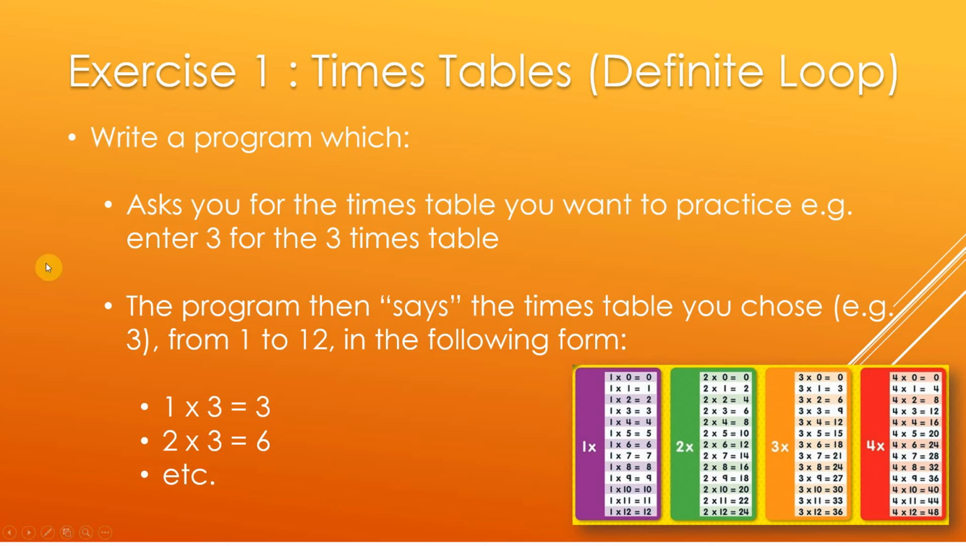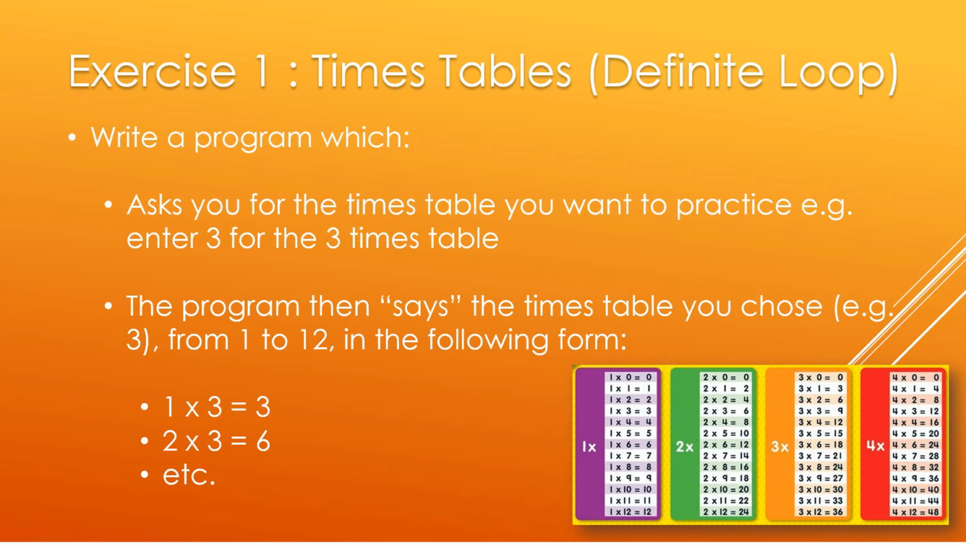The second step says the program then says the times table you choose. For example, the 3 times table from 1 to 12 in the following form. So we are going to use the say block, and we are going to use the join block to construct our string of text, which says 1 times 3 is 3, 2 times 3 is 6, 3 times 3 is 9, and so on. Okay, so this is not a very complicated program.